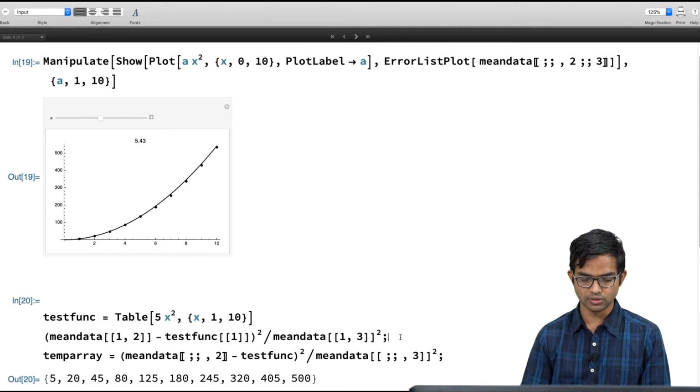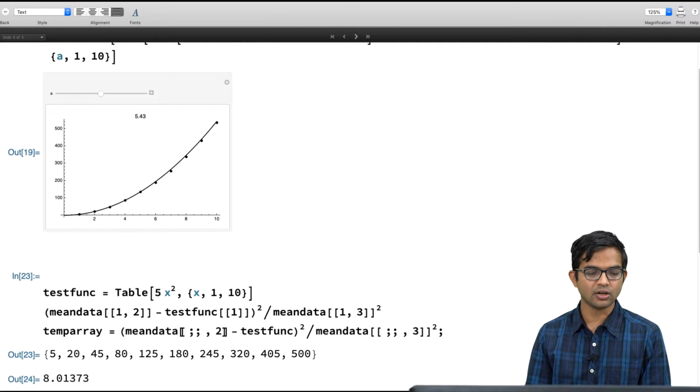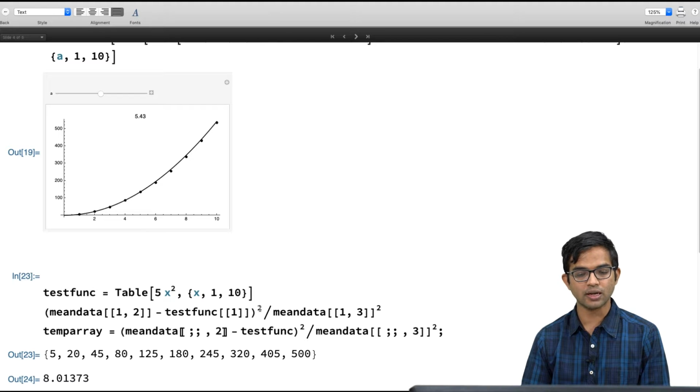Let me go over this step by step. If I were to just take one element, I can do mean data minus test function of 1. So the first number in this whole list corresponds to the first element of this matrix that I have, 1 comma 2, the first row second column. So I subtract this, square it, and then I take the error bar, which is located in the third column, first row third column, square it. So it's exactly like the prescription which is described.